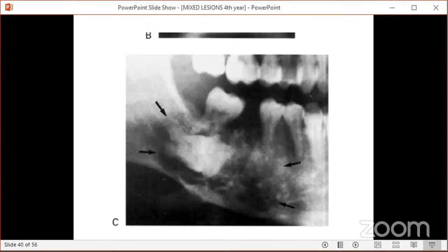This is a radiographic example of that. So we have areas that are radiolucent, and then we have areas with a calcification inside. So this is calcification within the lesion. And you can see the teeth are fully developed. So this is probably an older individual.